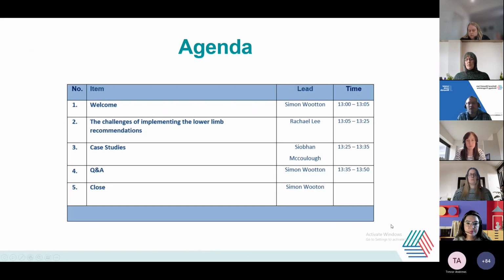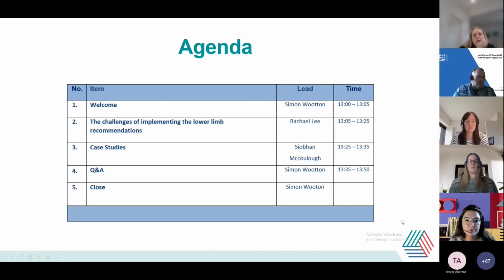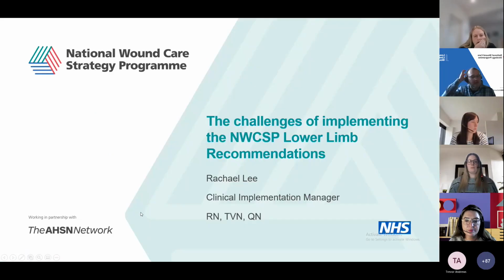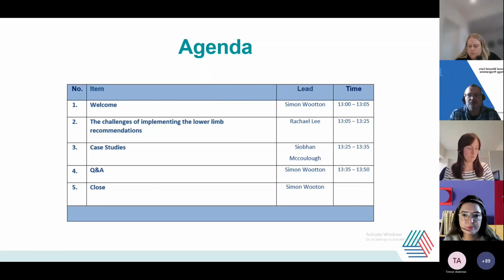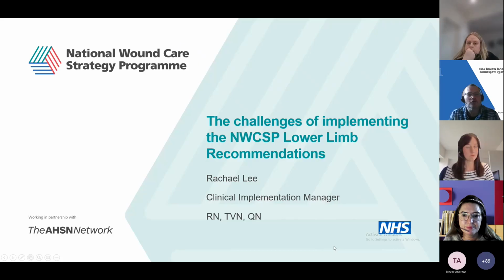Next slide, thanks. So basically what we're going to do is talk about the learnings we've had from trying to implement the lower limb recommendations in the 7 first tranche implementation sites we've got working at present, and they are doing a sterling job out there, trying the best they can with the challenges in the NHS at present. So we'll pick up on that. We've got some case studies of some of the learnings, and Shiv will update us on that, and then we've got time for Q&A.